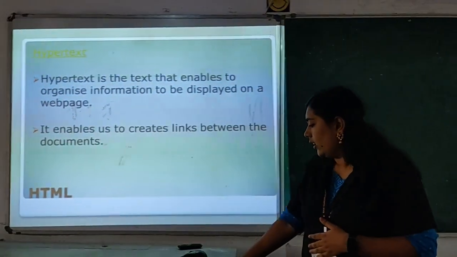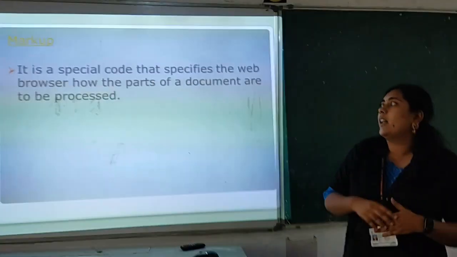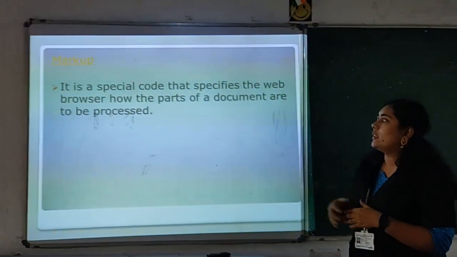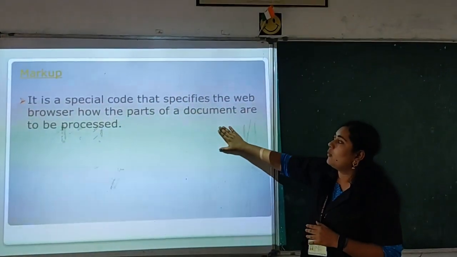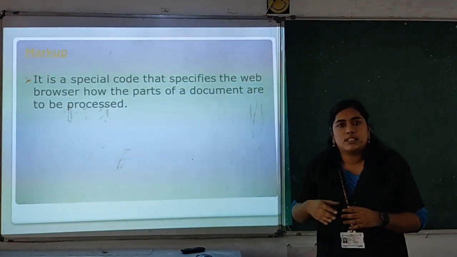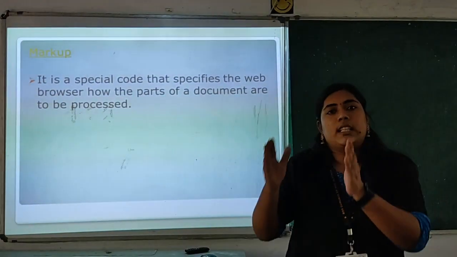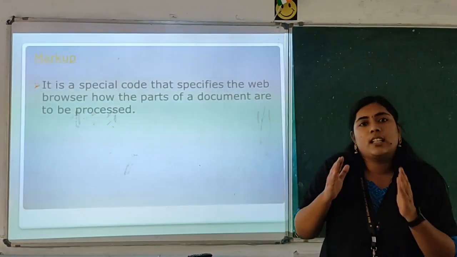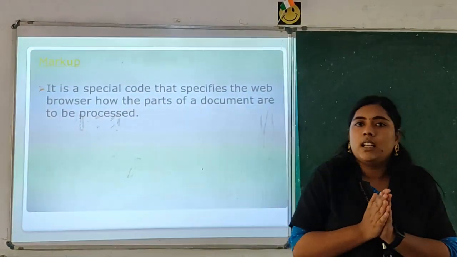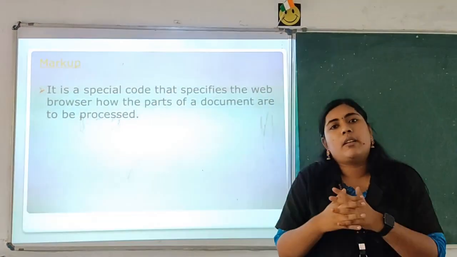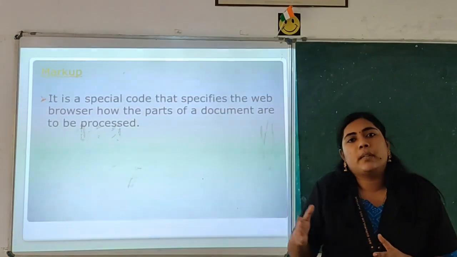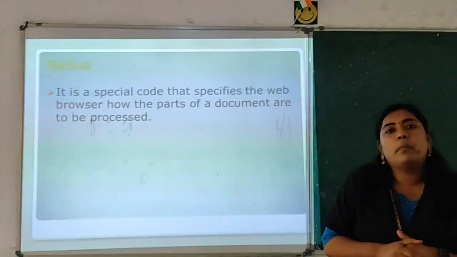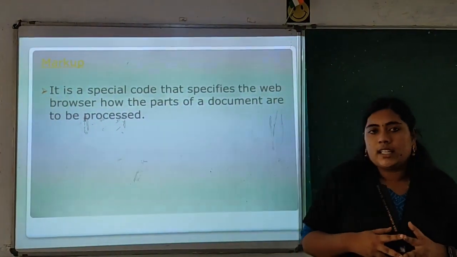Then we have the markup part, and it is a special code that specifies to the web browser which parts of the document are to be processed. If I want to process only a certain part, it helps us to process that part. If you are giving codings, those codings will not be displayed on the web pages. If you are seeing a web page, only the details will be there, right? And the backside will not be displayed. And this markup helps us to display the contents.